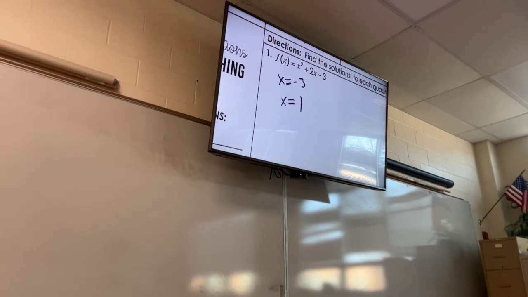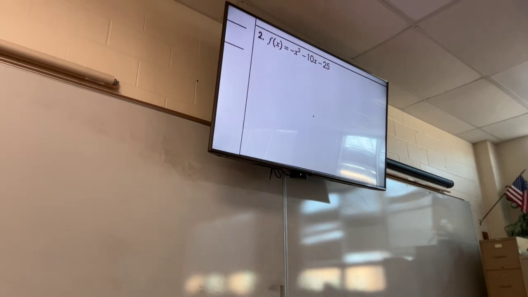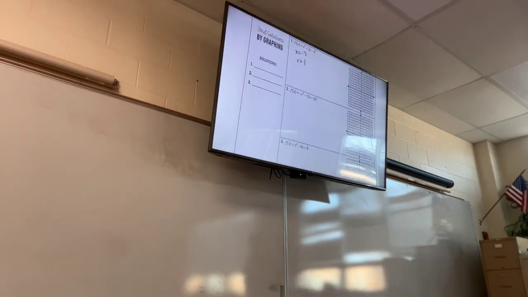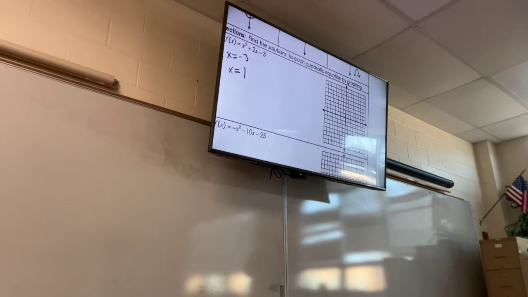Alright, let's move on to the second example. We're not graphing. The second example we are. Do you want to draw it like on here? Do we have to? I wasn't going to, but if you want to, you can.